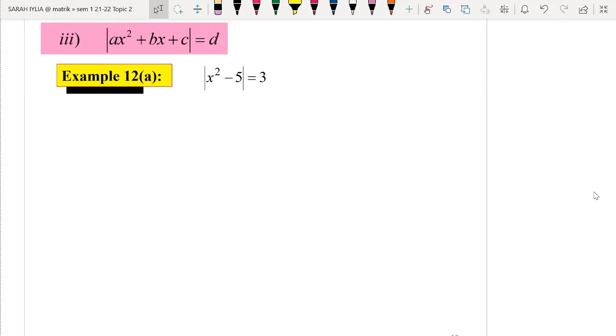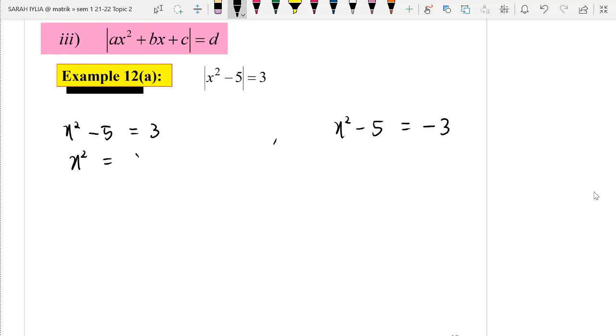Now, inside the absolute equation, we have a quadratic. Jangan risau, walaupun dia quadratic, dia tak ada masalah pun. Kita still guna benda yang sama kat sini. Okay. So, we will have x squared minus 5 equal to 3. Or x squared minus 5 equal to negative 3. Dia tak ada masalah. Sama je. Satu positif, satu negatif. And then, simplify.